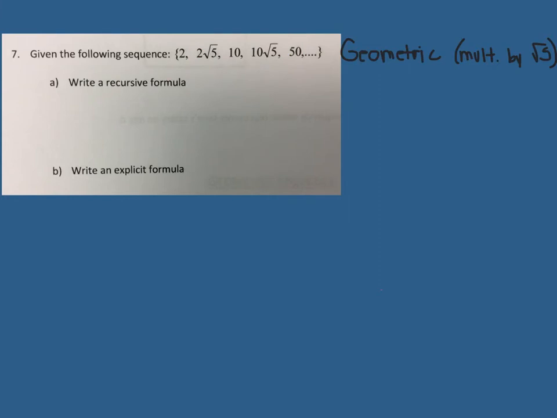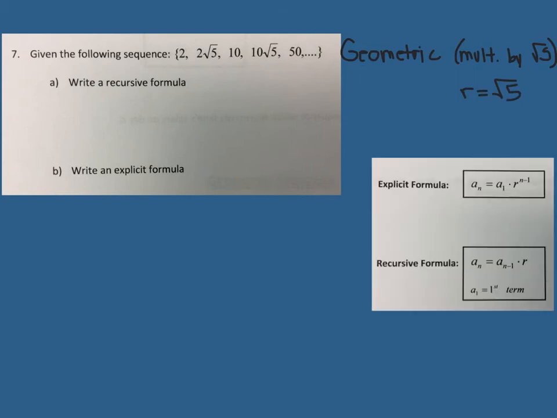Another way of saying multiplying by radical 5: when you multiply by something, that's called your common ratio. I'm going to write r equals radical 5. Our common ratio is radical 5. All right, so since we're working with a geometric sequence, I put the rules for the explicit formula as well as the recursive formula right down here.